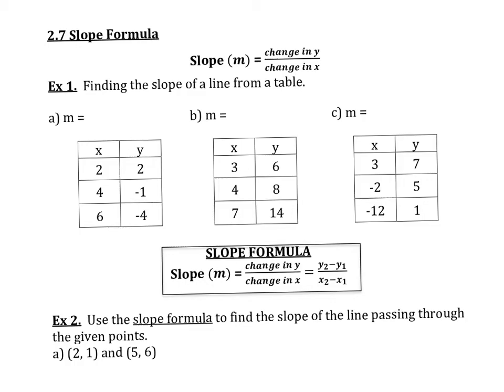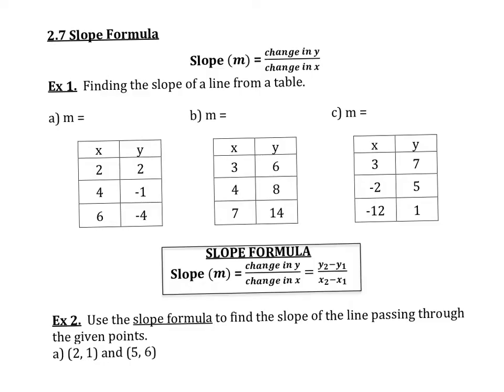In section 2.7, we're going to work on the slope formula. So we're going to find the slope given 2 points or perhaps given from a table. Just as a reminder, the slope, which is letter M, is the change in y over the change in x, which is why we often say rise over run.